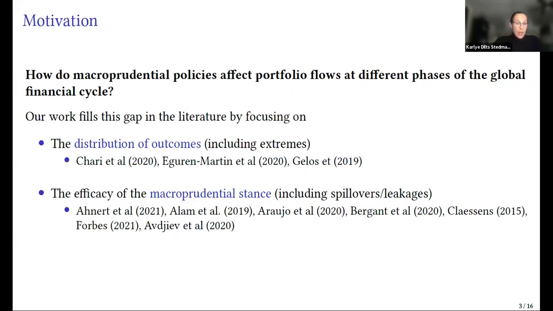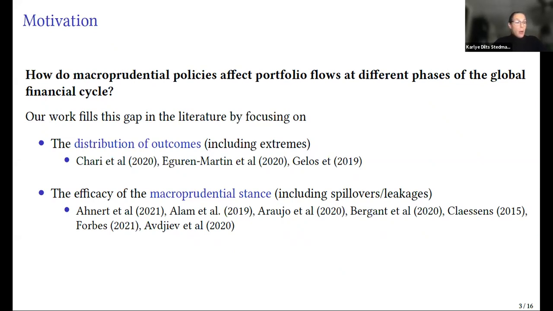But that evidence is anecdotal, and our work aims to take a more systematic look at these spillovers and extremes. As I mentioned a moment ago, it should be in these circumstances, these extreme moments, that the effect of macropru really shows itself. By contrast, a lot of work in this area focuses on mean outcomes.